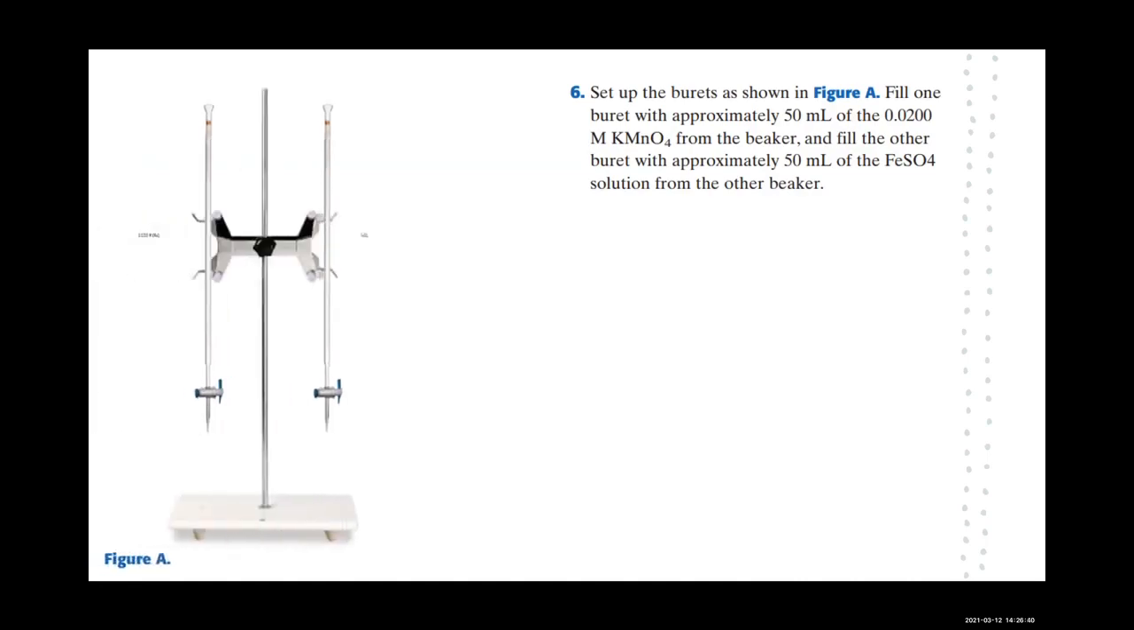Set up the burettes as shown in Figure A. Fill one burette with approximately 50 milliliters of the 0.02 molar potassium permanganate from the beaker and fill the other burette with approximately 50 milliliters of the iron(II) sulfate solution from the other beaker.